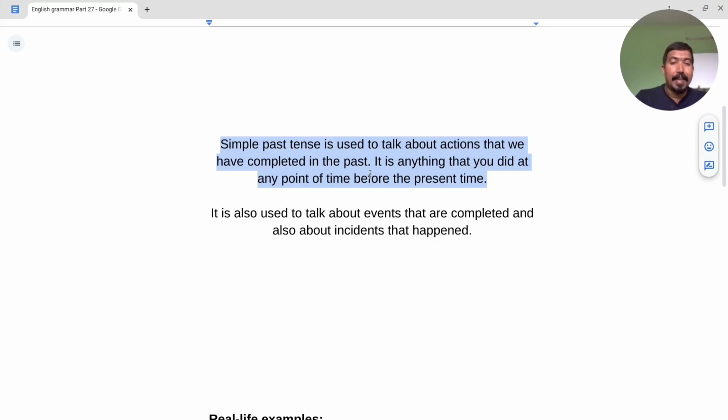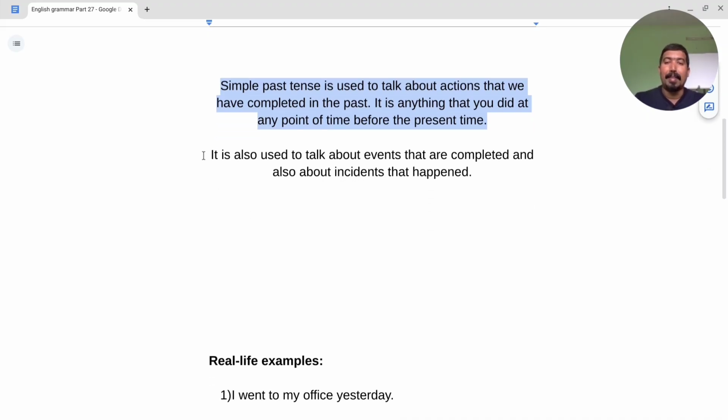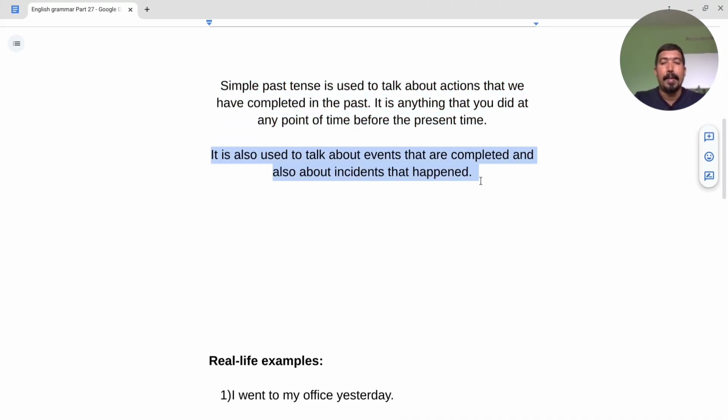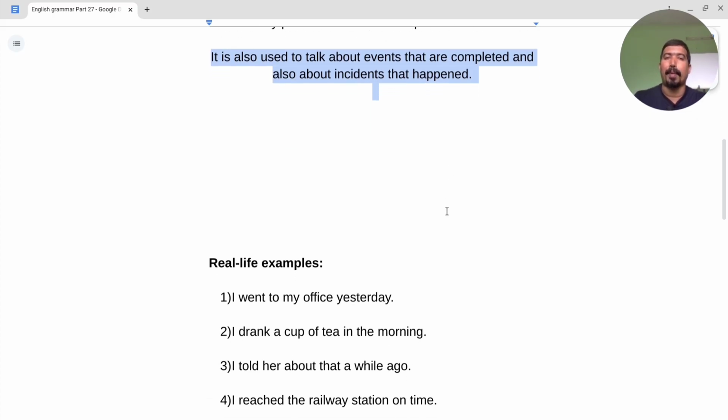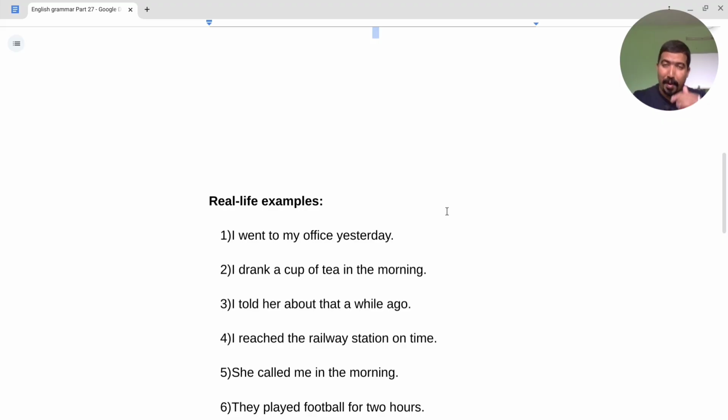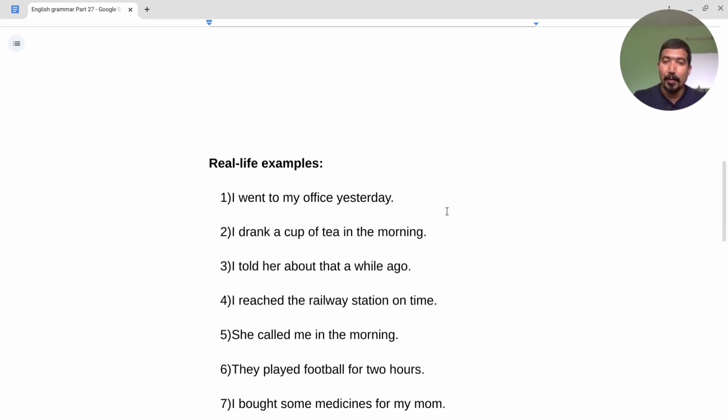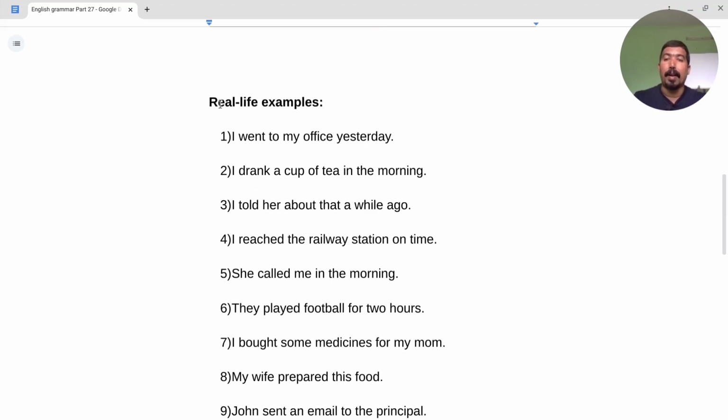Got it? It is anything that you did at any point of time before the present time. It is also used to talk about events that are completed and also about incidents that happened. So anything which happened, anything that you did before this present time, whatever you did. We'll learn some real life examples here.